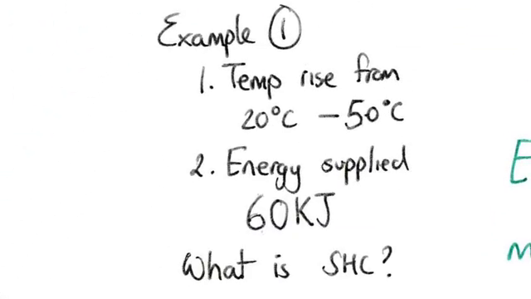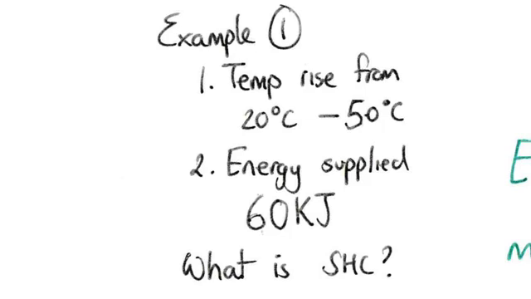Here we go. Here's an example. Let's do this together then, folks. So you've got a temperature rise from 20 degrees to 50 degrees. So remember that's the temperature rise, so you're going to take one away from the other. The energy supplied is 60 kilojoules. You need to work out what the specific heat capacity is. And we're doing this for a mass of 1 kilogram, by the way.